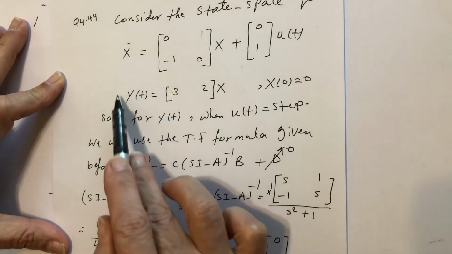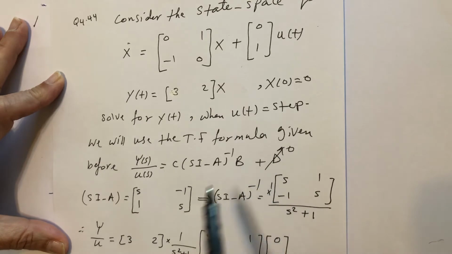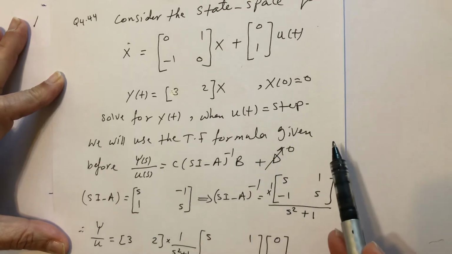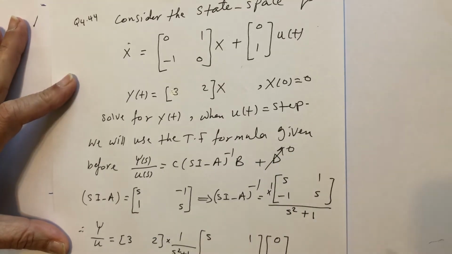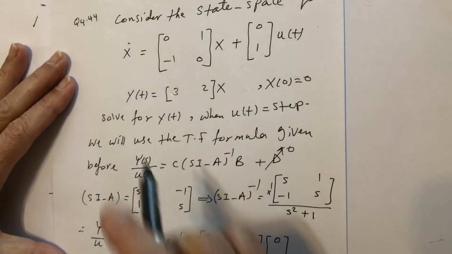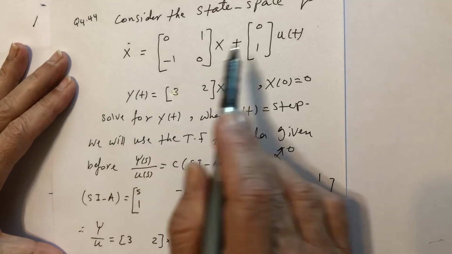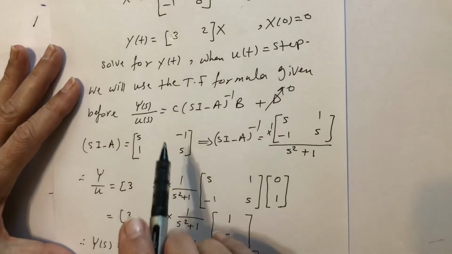He wants this output. When u of t equals a step, we will use the transfer function formula of course, and I don't solve it for you if it's not required, by the plan that I teach you, we are two sections. But this method has nothing special, since he wants y which is the output. So I'll get the transfer function y over u using this formula.